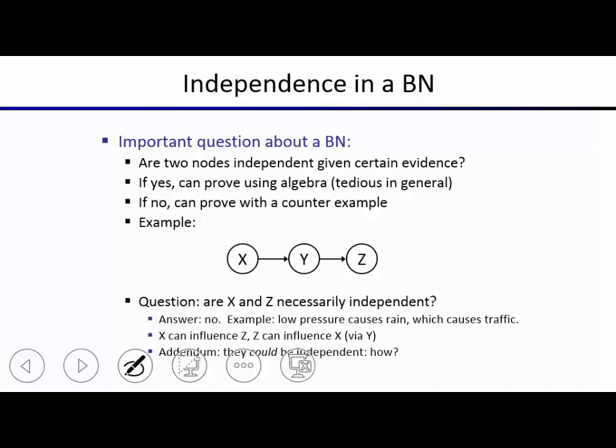Okay, could they be independent? If somebody gives you a Bayes net shown over here, which is an incomplete Bayes net specification because the tables are still missing, if you don't have access to the tables, is it possible that maybe they pick tables where x and z are independent?